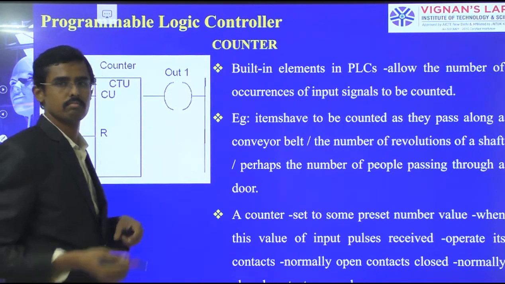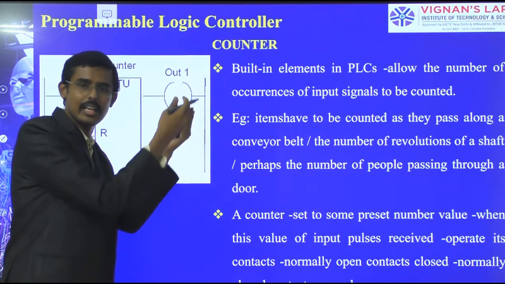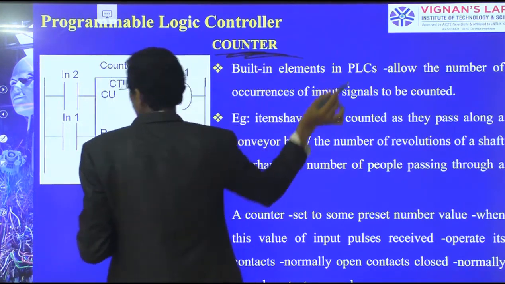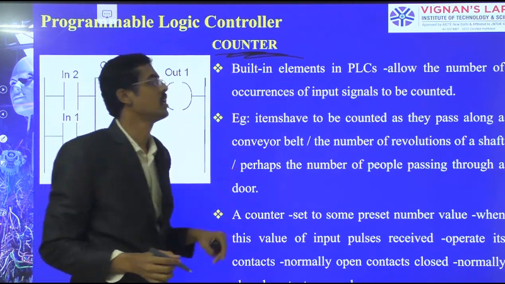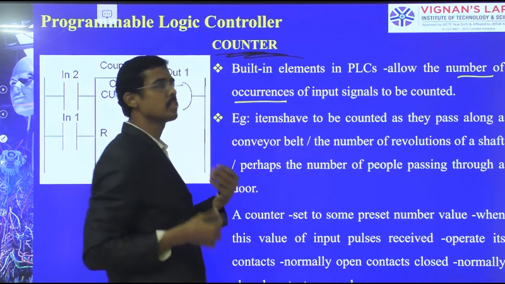The counter. Up to now we have seen the timers, the logicals, the latchings. Now we are trying to do the countering operations. What are they? Building elements in the PLC that allow counting the number of occurrences, how many times something is passed.